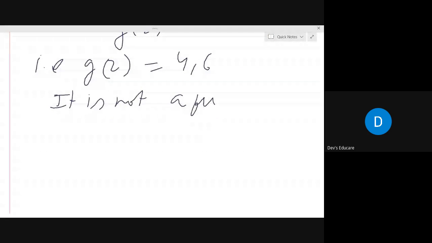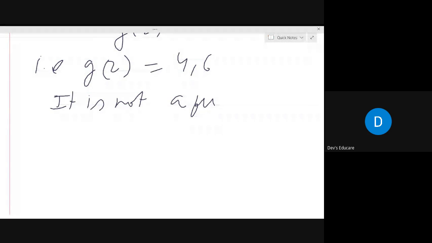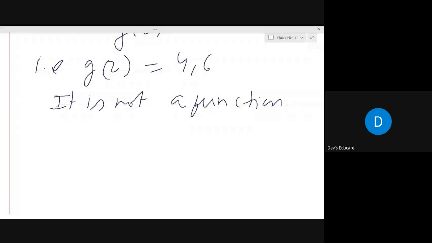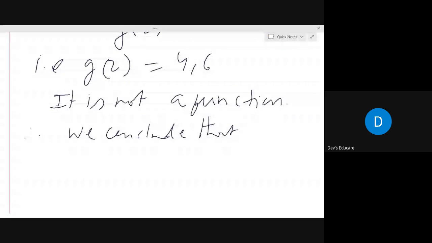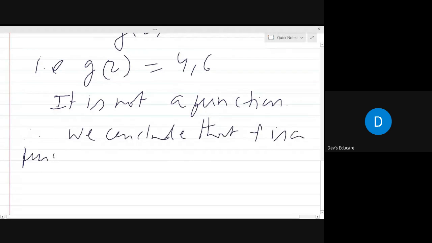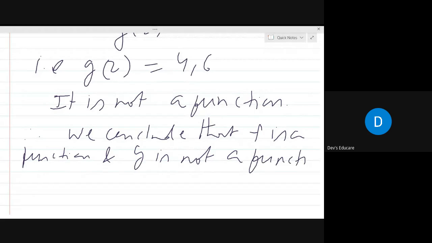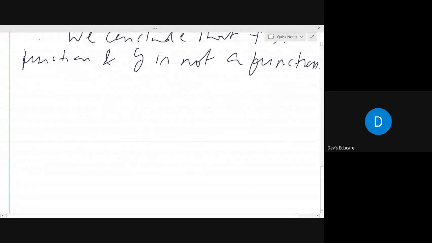What we had to prove? We had to prove that f is a function whereas g is not a function. Therefore, we conclude that f is a function and g is not a function.